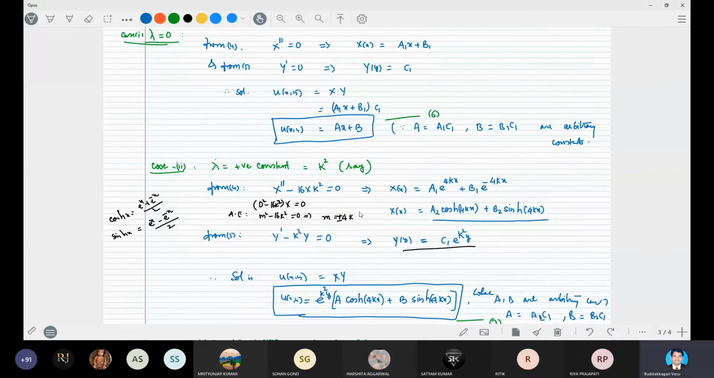Please remember your ODE solutions. This is the way only. You put it like this: A1, an arbitrary constant, e power 4kx plus B1 e power minus 4kx. So this we can rewrite in terms of sinh and cosh. If possible, you can put it this way or in the exponential way, whatever. This is simple. This is a first order ODE that we can directly get.